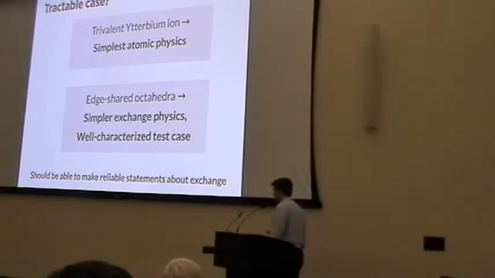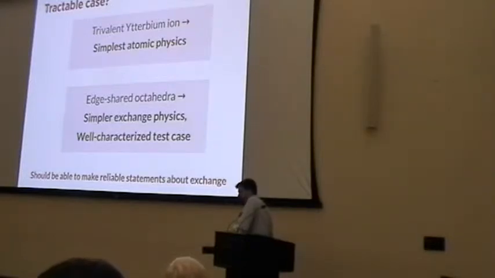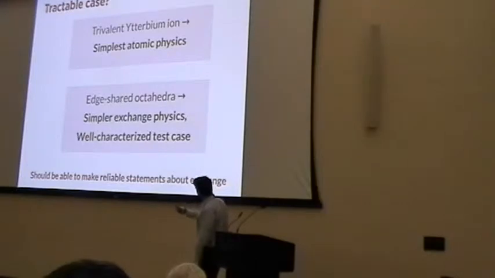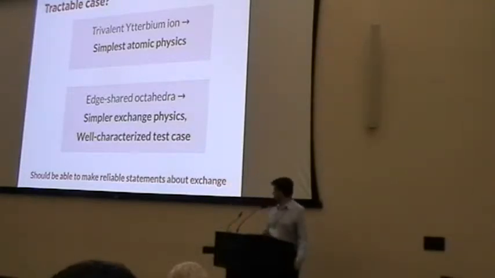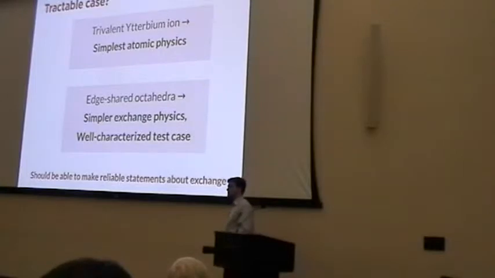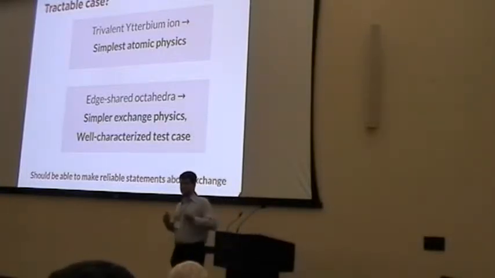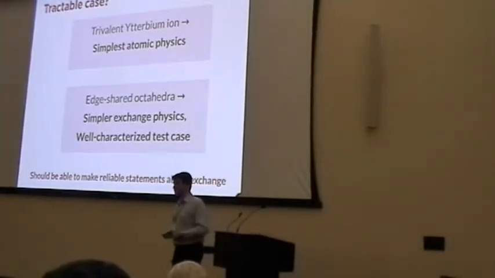So what would be my practical, simplest case, I'm going to focus on trivalent terbium. This is the simplest atomic physics of rare earths, and we'll focus on magnets where the terbium ion sits in octahedra that share edges, just like these transition metal magnets. So this ends up having similar exchange physics. It also affords us a well-characterized test case to make sure that everything I'm saying theoretically actually has some bearing on the real world.